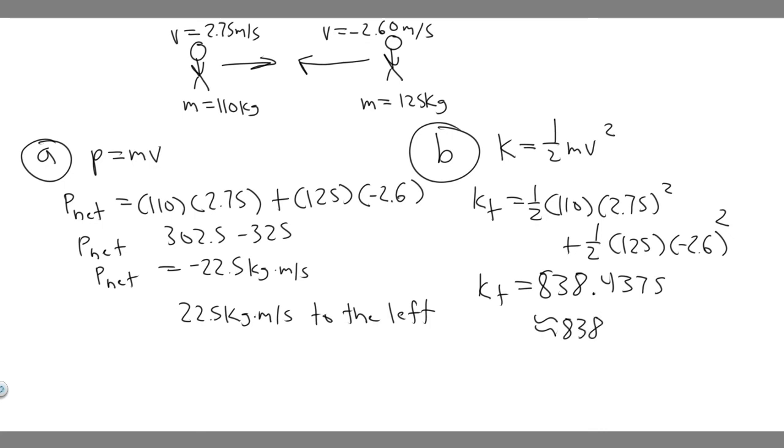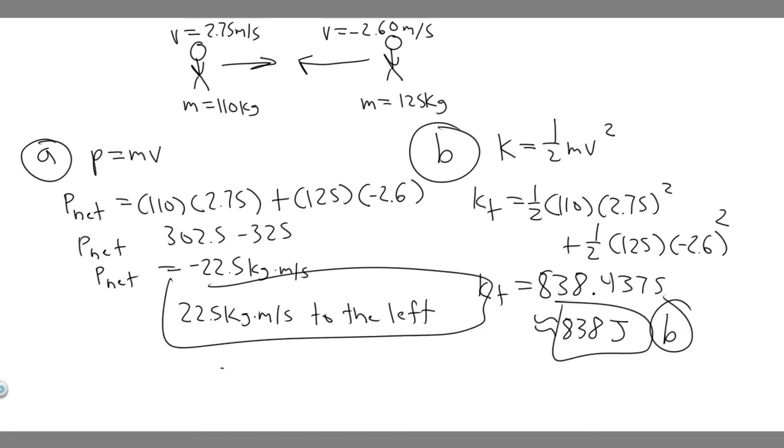So 838, and then keep in mind kinetic energy is measured in joules. So 838 joules, that's going to be the total kinetic energy. So that's your answer to B. This is B. And then this right here was your answer to A, the magnitude and the direction. But yeah, so these are going to be your answers, and hopefully you found this useful.